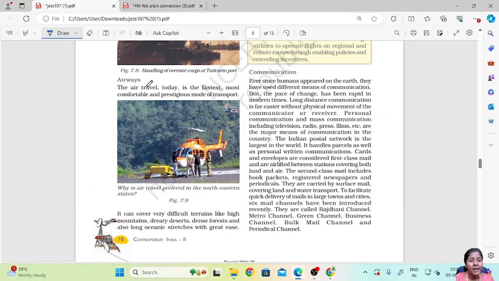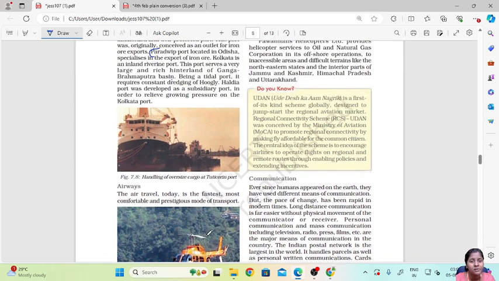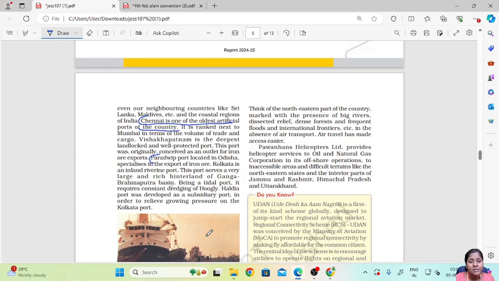Next we'll come to airways. Air transport is one of the fastest ways of transport, and it is most comfortable and one of the prestigious modes of transport, we can say. It can cover very difficult mountain regions, then desert, then dense forest, and also long oceanic stretches with great ease. You can move from one place to another in just a minute.